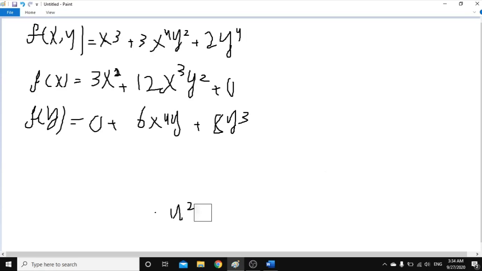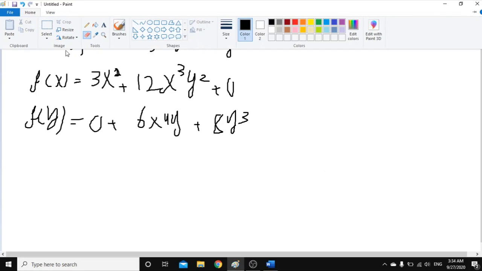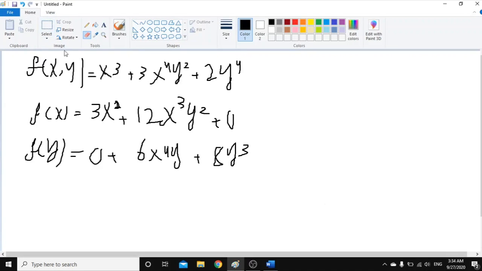But right now we need to find f of x with respect to y and f of y with respect to x, or f_xy and f_yx. So f_x then y, so we need to deal with this equation. We're dealing with respect to y, remember. So here there is only x, so it's a 0. So 12 times 2 is 24x cubed times y to the 1. 2 minus 1 is 1 and 0.